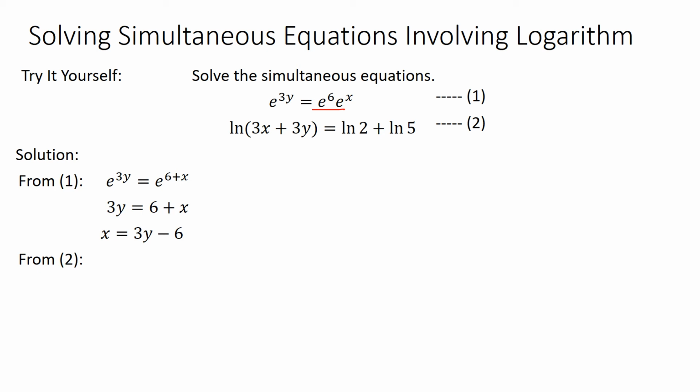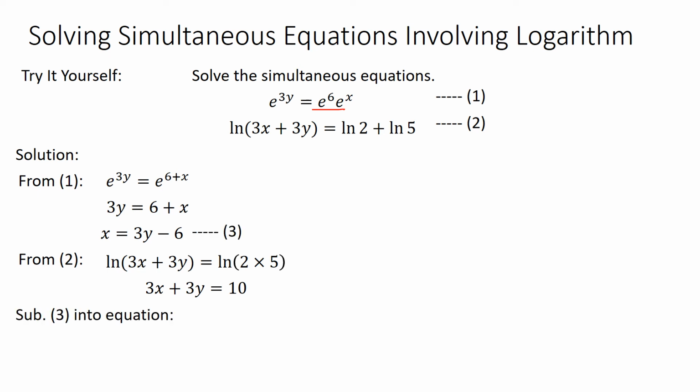Now, from equation number 2, ln (3x + 3y), and the right hand side is a plus. We can get it becomes ln of 2 times 5. Since both sides have the same ln, we can compare the body, which becomes 3x plus 3y equals 10. So we can name this as the third equation.